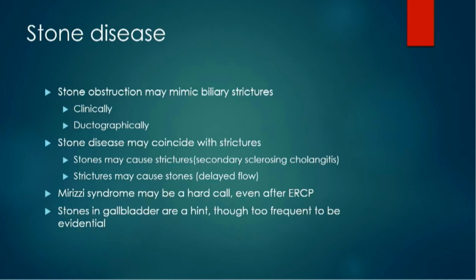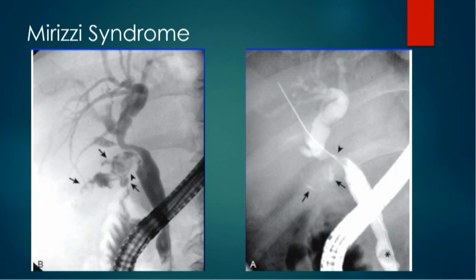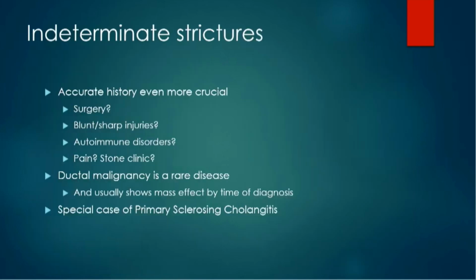I just want to mention as well stone disease, because stone obstruction may mimic biliary strictures clinically as well as ductographically. And stone disease may coincide with strictures as well, because stones may cause strictures, and strictures may cause stones as well. And Mirizzi syndrome, although sometimes clear, is sometimes not so easy. So this is, I think, a clear case of Mirizzi syndrome, but in this case, the ductographic appearance is not as clear. This was also a Mirizzi syndrome, but less obvious on the imaging. So that is reasonable to keep in mind as well.